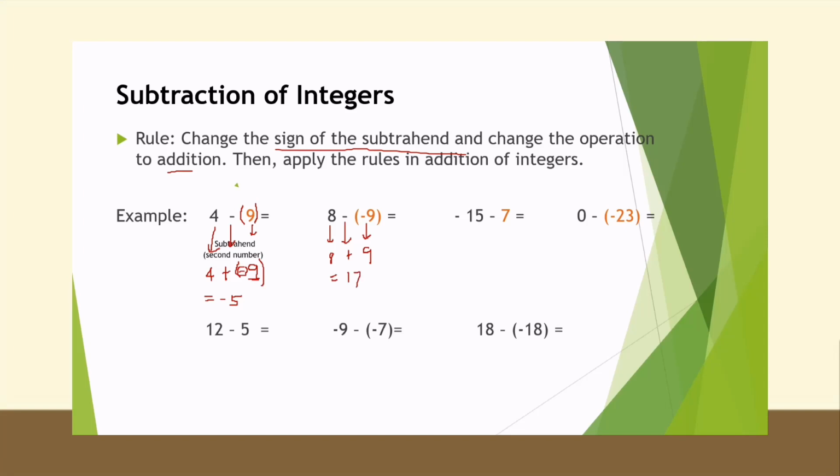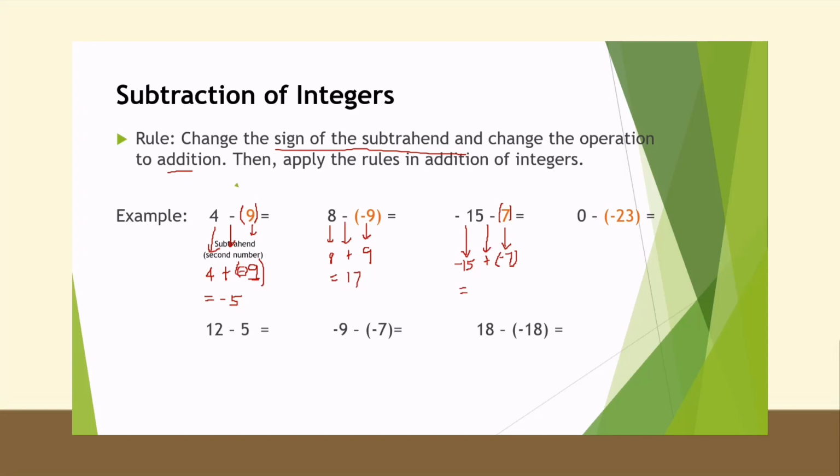Next is negative 15 minus 7. So, your subtrahend is positive. So, change the sign. We have negative 7. Then, change the subtraction to addition. Bring down the first number. We have negative 15. So, negative 15 plus negative 7. So, applying the rules in addition of integers for like sign, because we have the same sign.